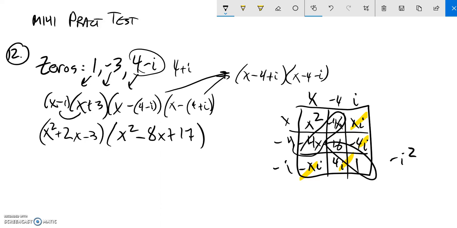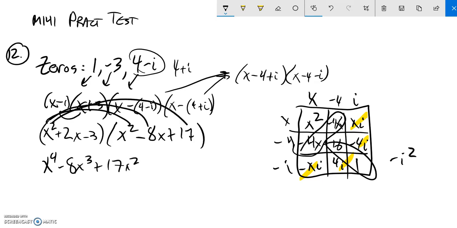So then from here, I'm going to multiply this thing out. x squared times x squared is x to the 4th. Negative 8x cubed plus 17x squared. I'm going to distribute that 2x. 2x cubed minus 16x squared. 17 times 2, 34. 34x.